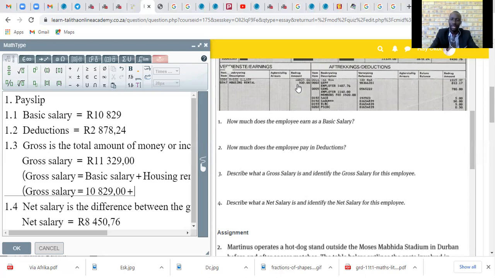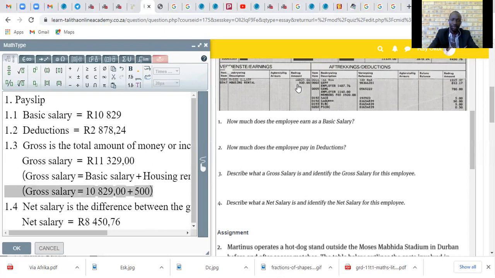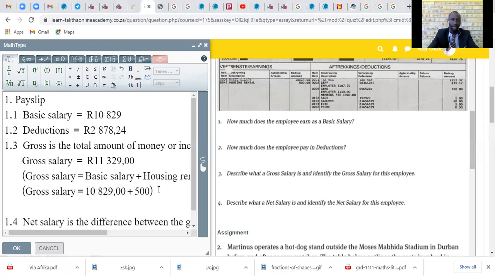So the housing rental this time is what? Is 500. Now notice that when we add these two, we can then go ahead to find what? The value which we get from it. And what will it be? Well, this will be, let's get our calculator right away to have this work done. Let's see what we get from here.